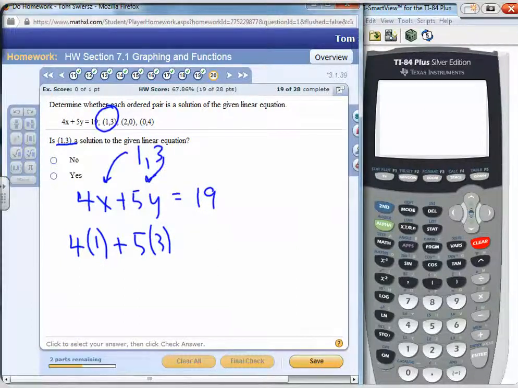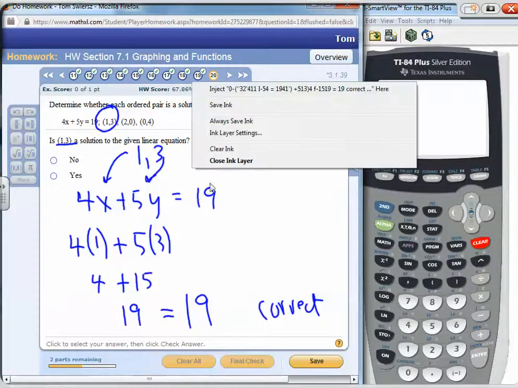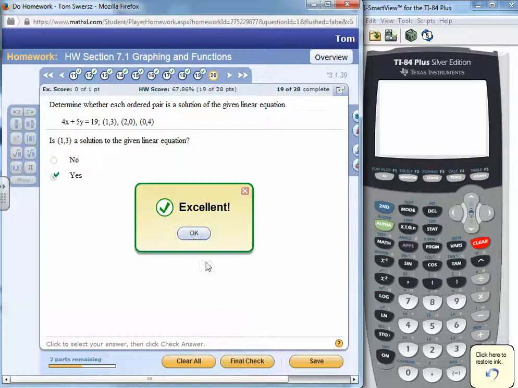All right, so what do you get here? 4 times 1 is 4. 5 times 3 is 15. 4 plus 15 is 19. And that's what the right side is, 19. So it checks out okay. So we know that it is a solution of the ordered pair. It is correct because both sides are equal. So that's what you've got to do: substitute in the values and make sure both sides are equal. So in this one, the answer for (1, 3) is definitely yes.